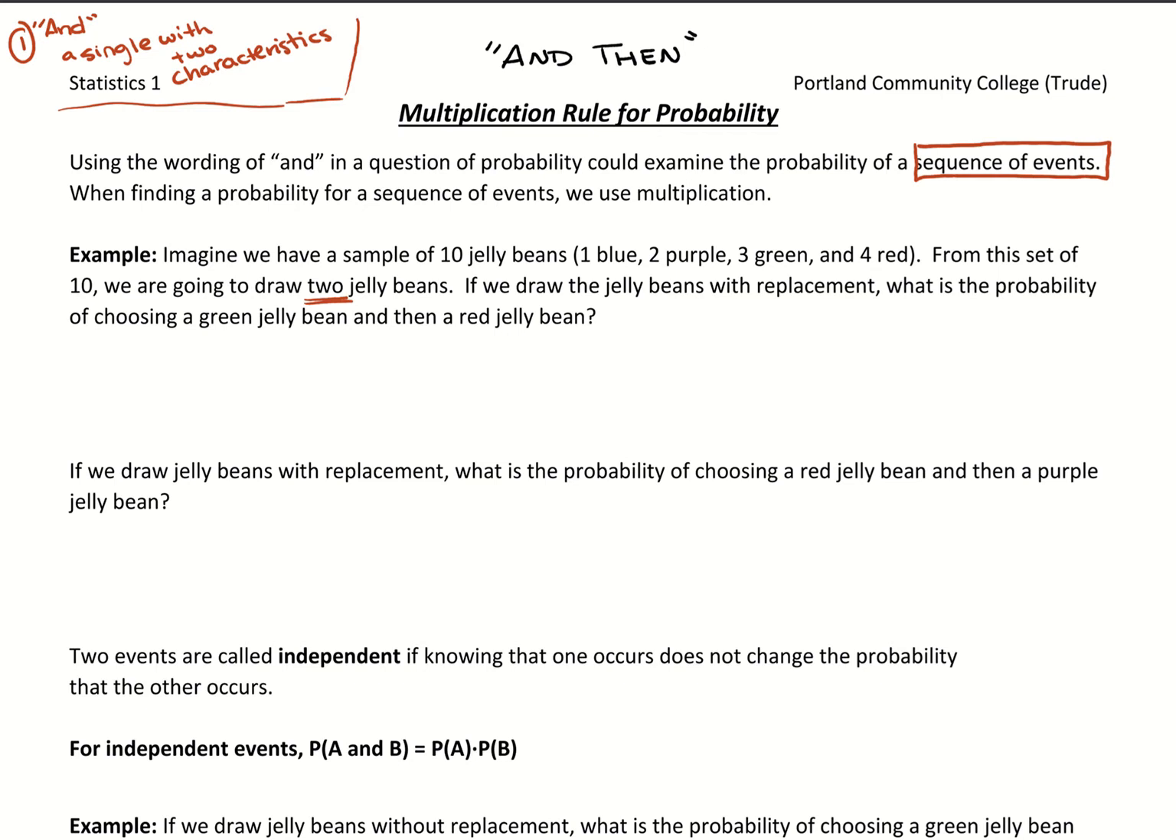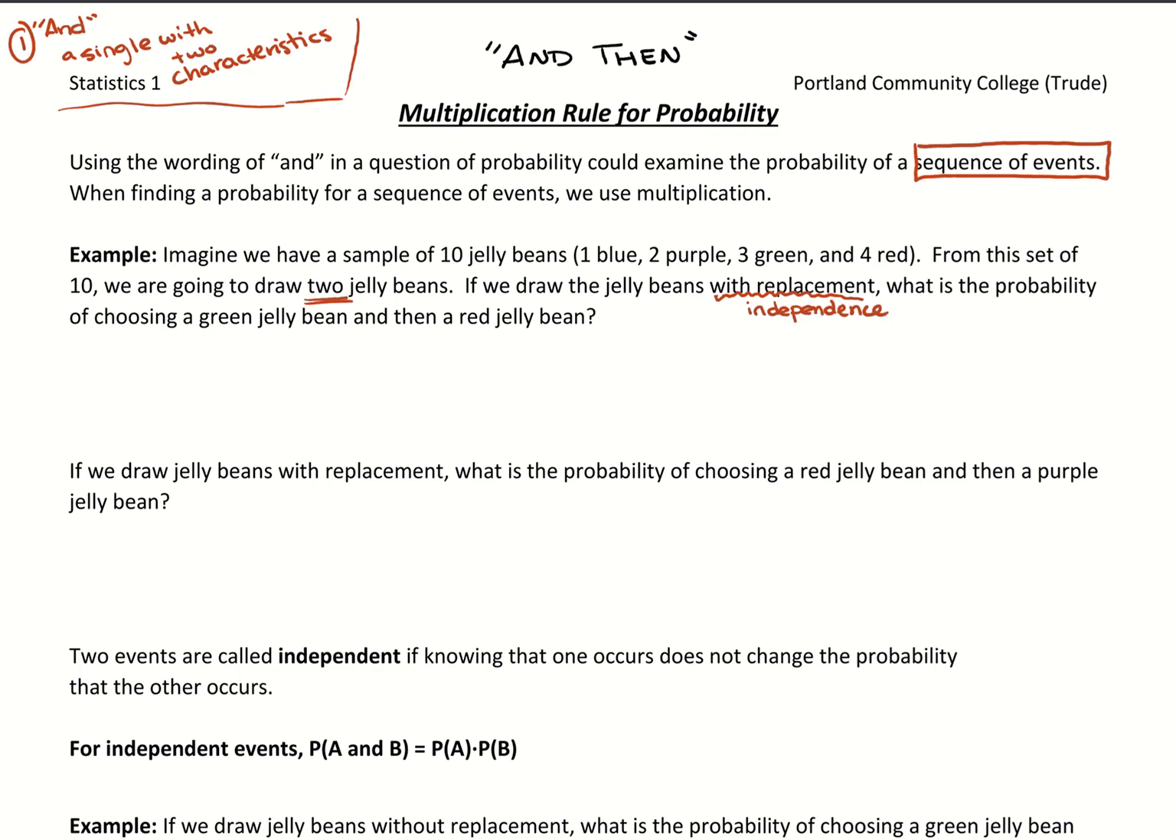Event 1 is going to be drawing the first jelly bean, and then we're going to draw a second jelly bean. What we also want to recognize is that we're doing this with replacement, which means we're going to have independence. And it's going to be important to recognize whether or not we have independence, because if we're looking across events, if we have independence, then probabilities aren't going to change. We're not going to have to worry about them. But if we don't have independence, that means the probabilities are changing with each event, and we need to adjust for that. So we're going to look at examples of both cases here.